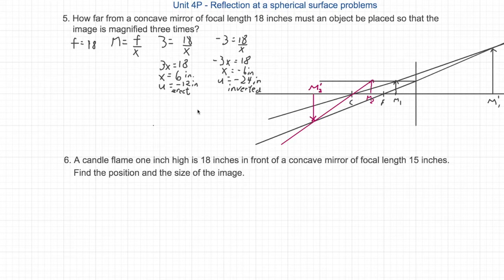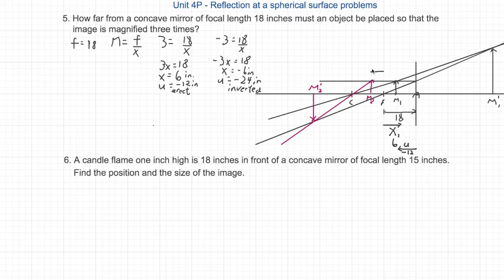Okay, remember that x is measured from the focal point to the object, while u is measured from the mirror to the object, and u prime is measured from the mirror to the image. So the focal length is 18. We found that x for the erect image was 6 from the focal point to the object. Therefore, the distance from the mirror to the object, M1, must be 18 minus 6, which is 12. And since it goes from right to left, it is negative 12. That's where u equals negative 12 came from.